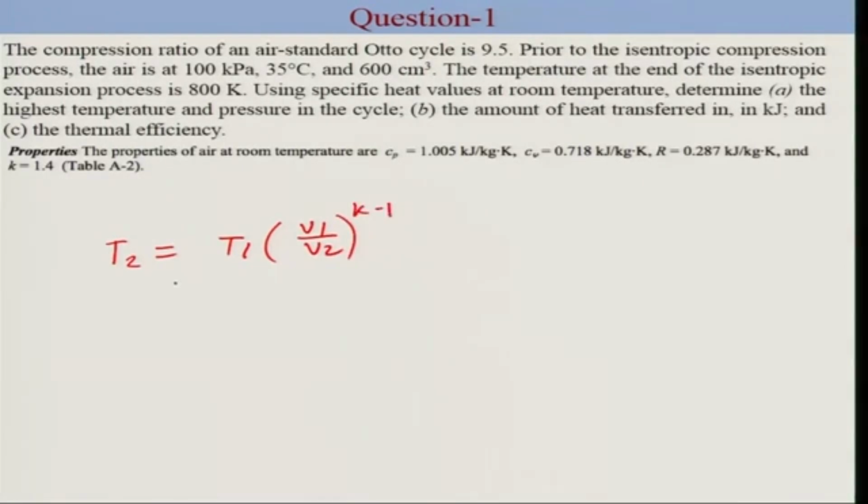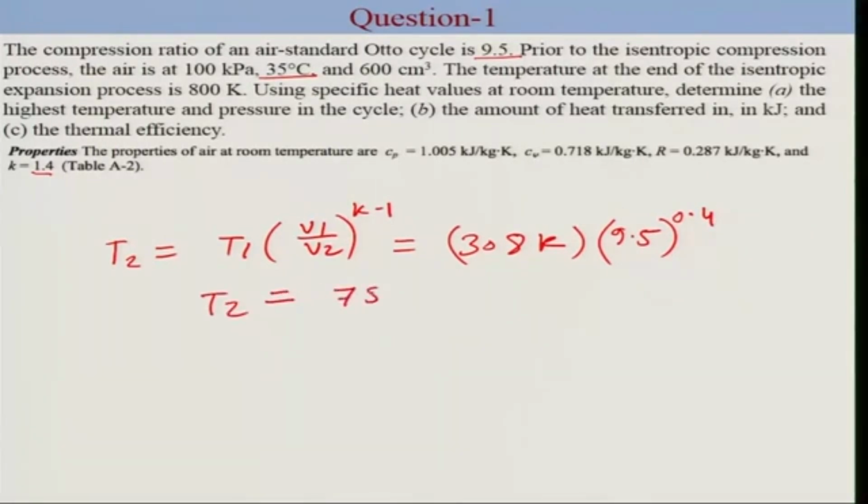T1 we know, it is given in the question, which is 35 degree centigrade, so after putting this value here, 308 Kelvin. V1 by V2, which is the compression ratio, is given to us as 9.5, and k minus 1, since k is 1.4, will be 0.4. So from here we get T2 equal to 757.9 Kelvin.